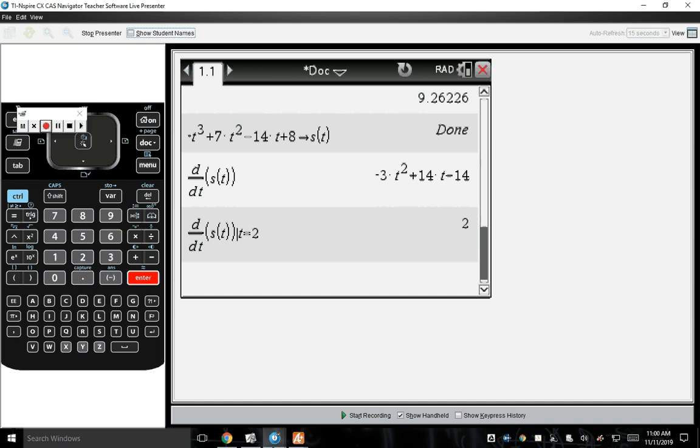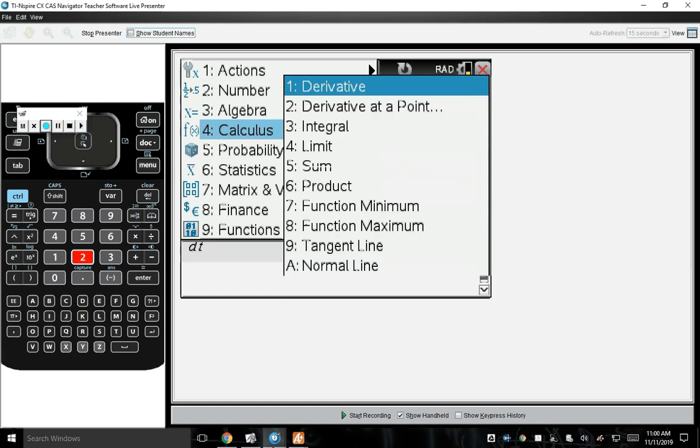And then we'll go over points in just a bit. Where do you go to do that little shortcut? The one I just did: menu 4-2. It's a derivative at a point. So menu 4 for calculus. We're going to do it again. Watch. Menu 4 for calculus, 2 for a derivative at a point.